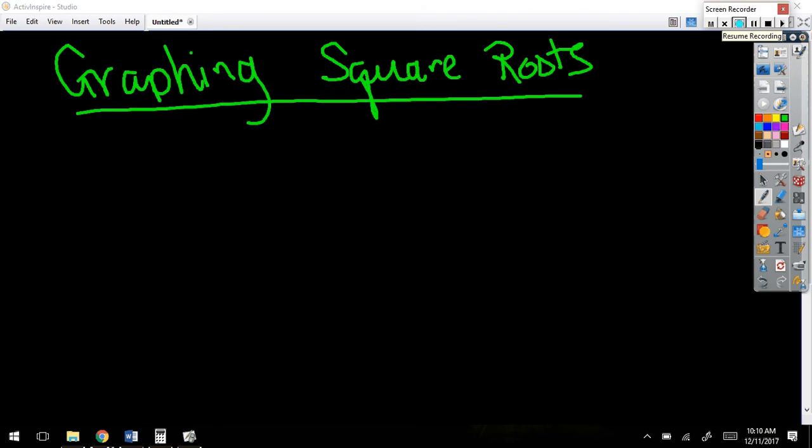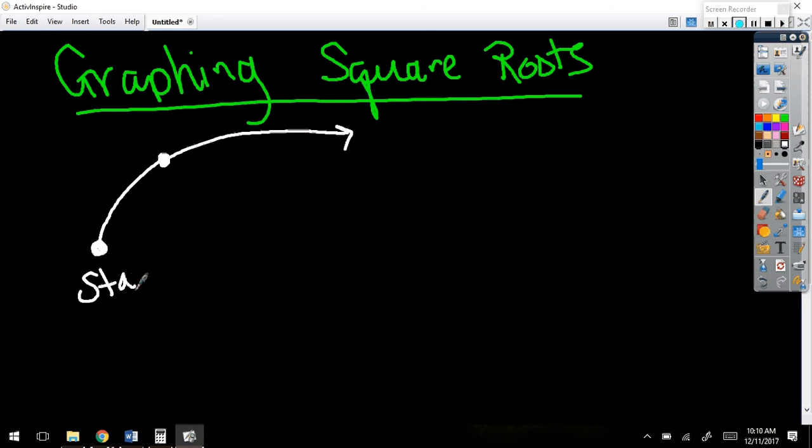All right. Square roots. So they look kind of funny. And if you think about it, there's a reason why they look the way they do. They go off kind of like this. I'm going to call this a start point. I'm going to call this a direction point. Because that's how we're going to label them as we graph them.